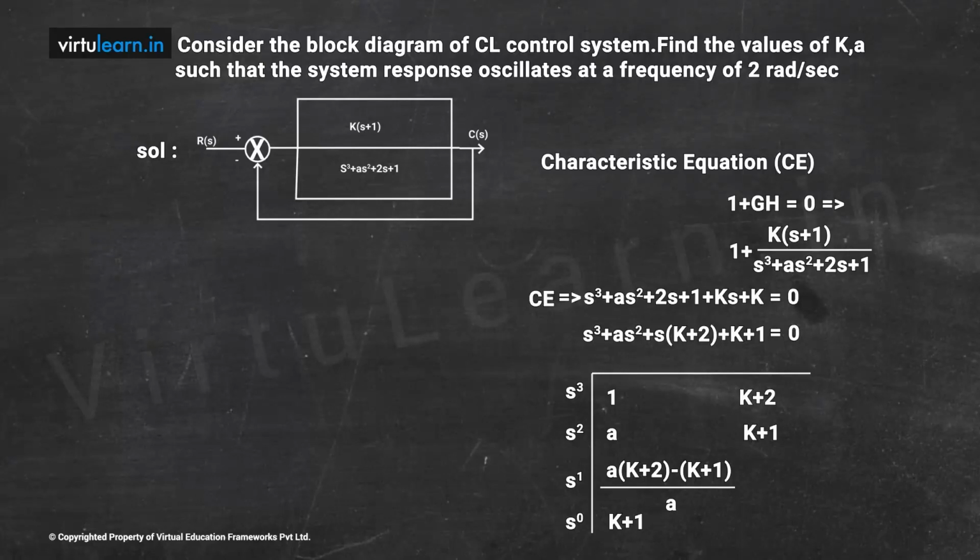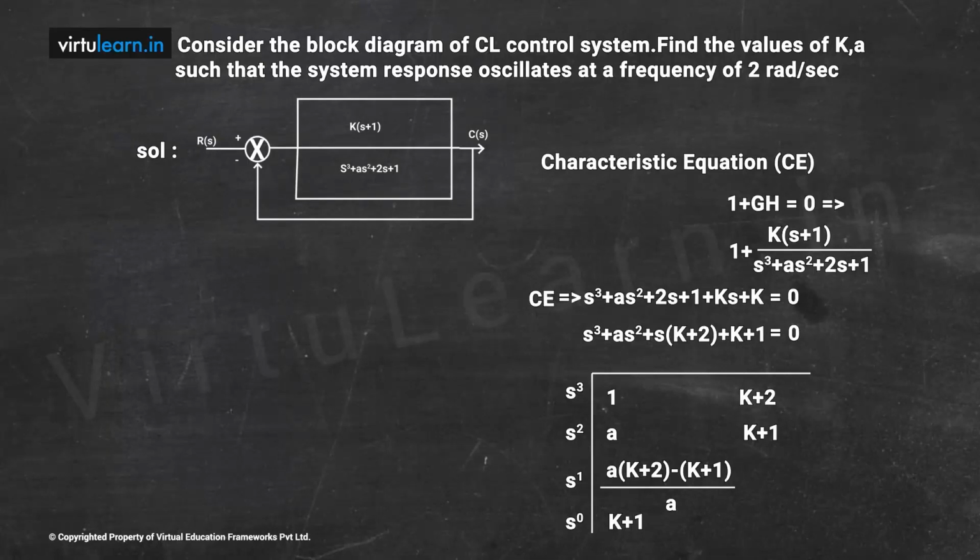The first condition is there should not be any sign changes, and the second is there must be one row which contains all 0 elements. Then we can say the system will be marginally stable. Then we can find out the corresponding variables K and a.